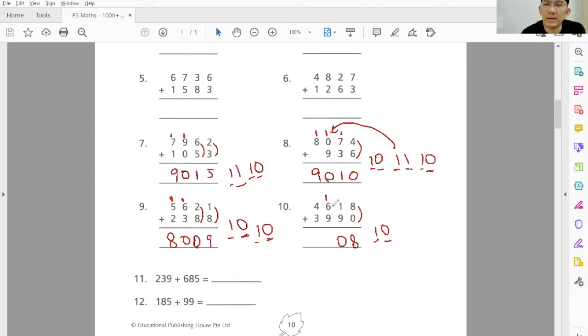Now, 6 plus 9. 6 plus 9 is 15. Plus 1, 16. That number, which is the back digit, goes to the bottom. And the front digit goes to the top of the next group, which is here. And finally, we are doing this. 4 plus 3, 7 plus 1, 8.